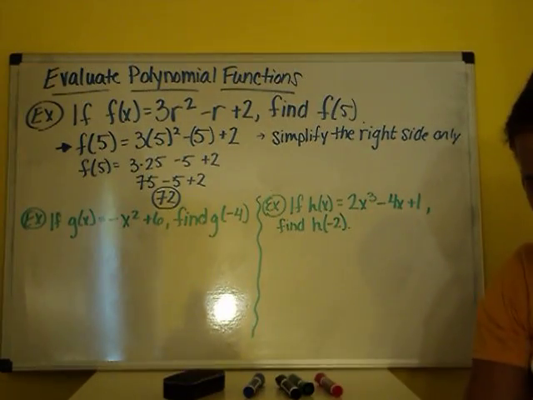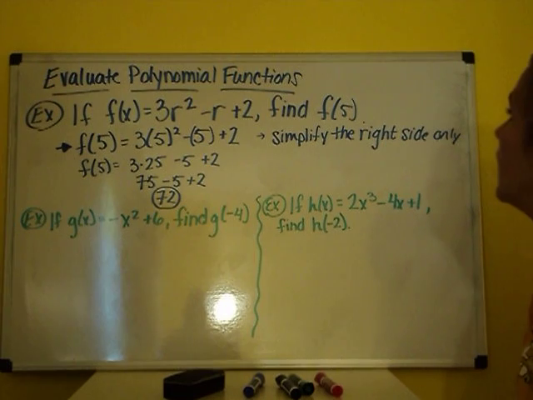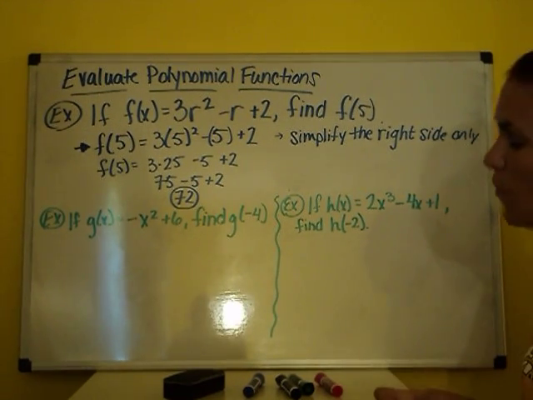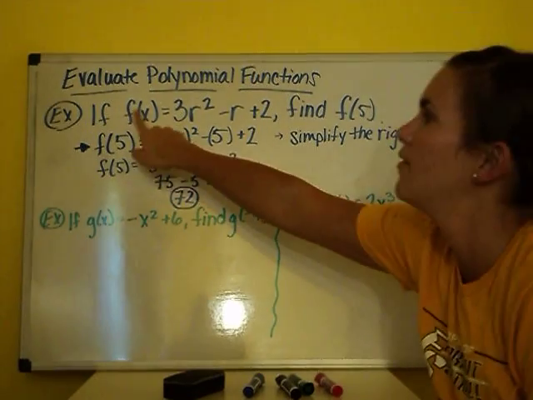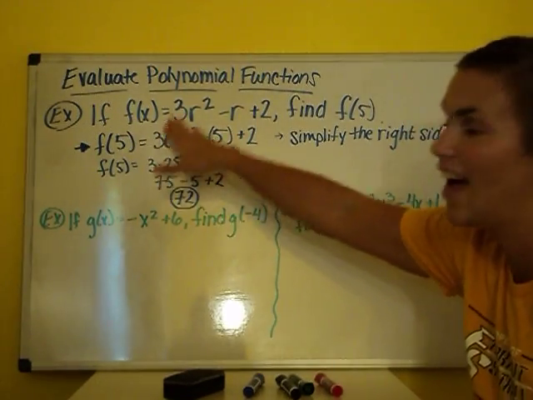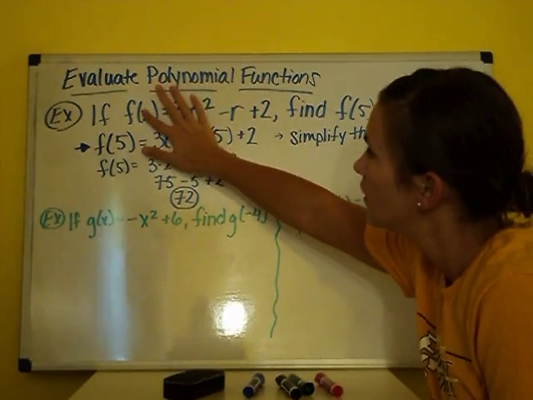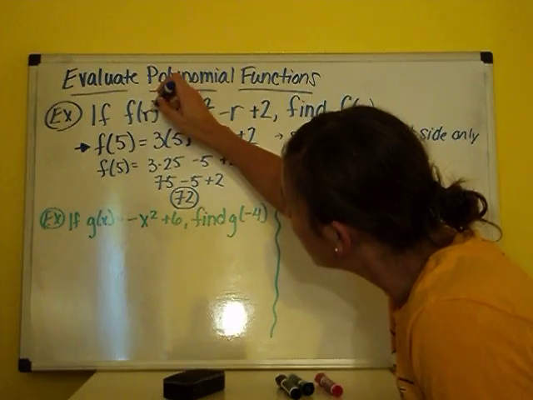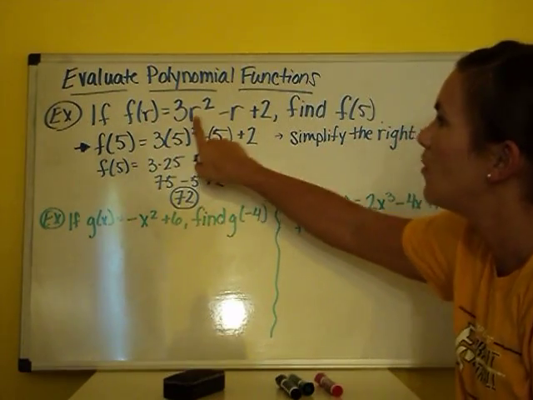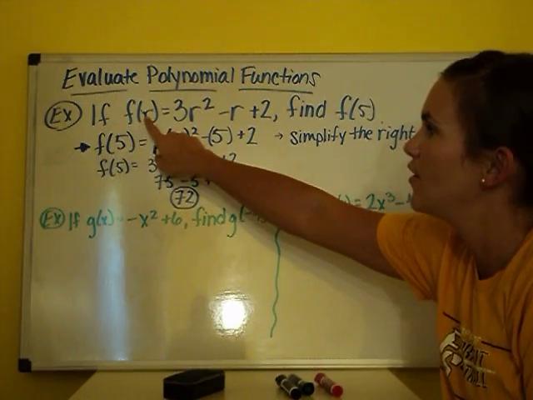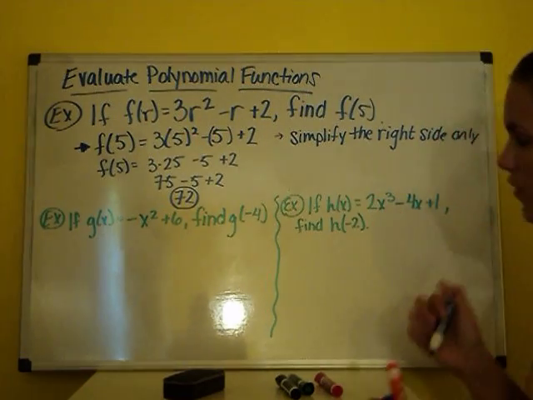Alright, so on to evaluating polynomial functions. Here we're going to have our function notation f of x. This does not mean f times x. It means you're evaluating a function at, oops, this should be r, of r. So here this variable always matches the variable in the problem. So we're going to have the function f evaluated at r. So we have all those r's.